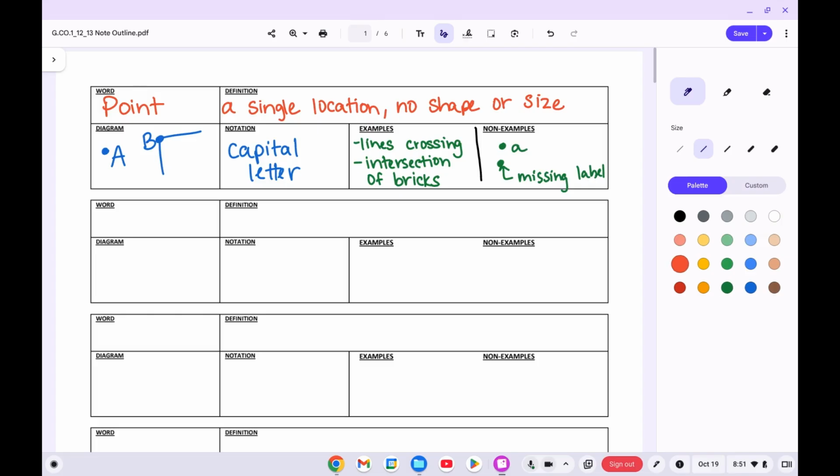All right, the next vocab word that I want you to put on your sheet is this: when you start to have multiple points put together, you start to create lines. So go ahead and write line for your next word. The definition of a line is that it is made up of points. A line extends forever. And it cannot be measured.